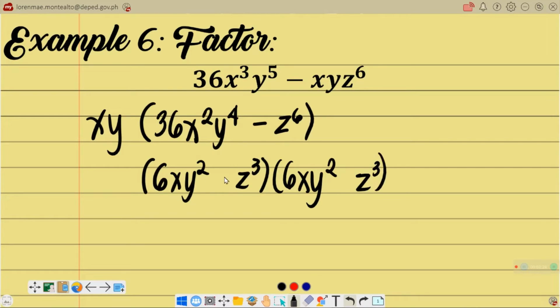What is missing? We need to show that it is a sum and difference. And also, we must not forget in our final answer the GCMF. So, our final answer in our example number 6 is xy multiplied to the quantity of 6xy squared plus z cubed multiplied to the quantity of 6xy squared minus z cubed. Okay? So let's now proceed to our next example.